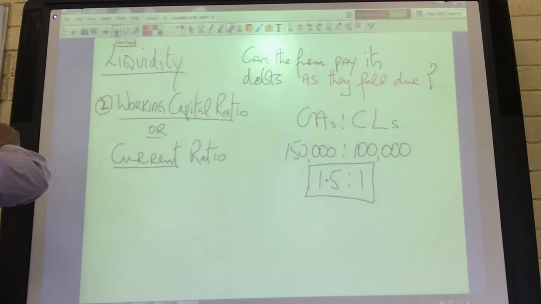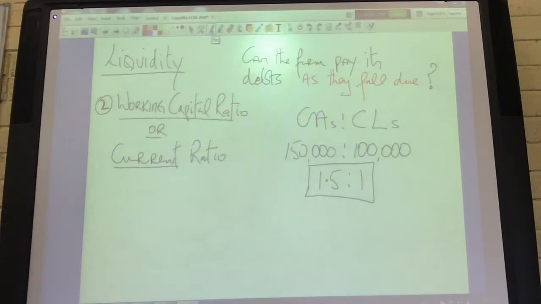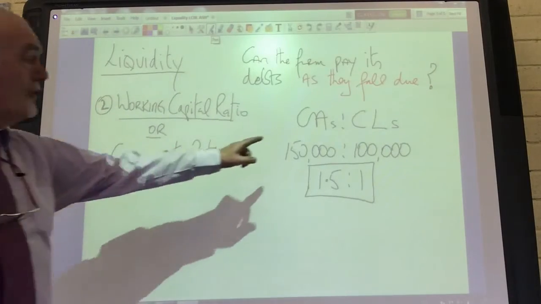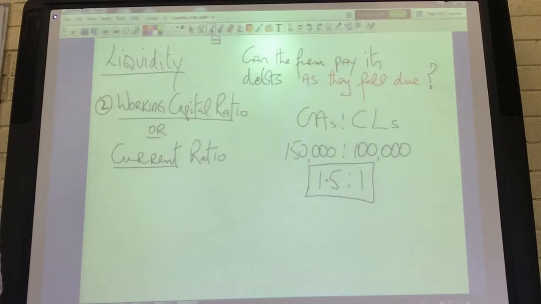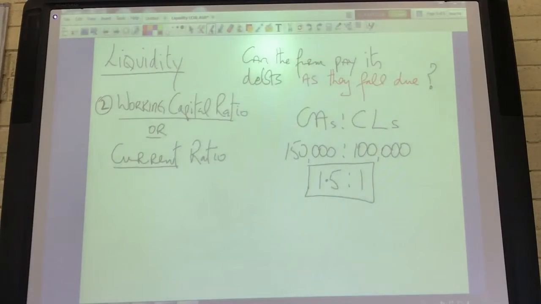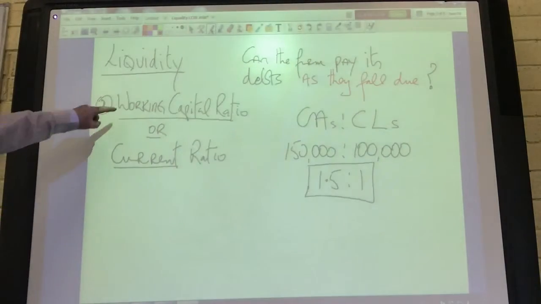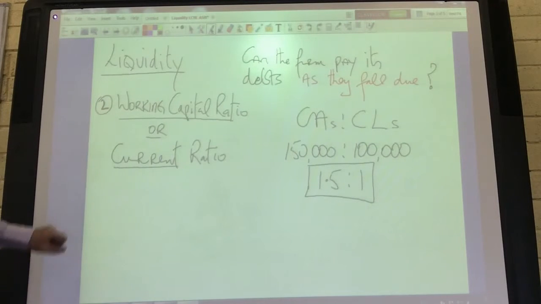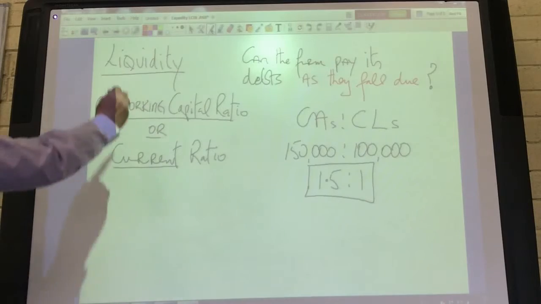So we change our question to the more practical question of can the firm pay its debts as they fall due? And of course the debts that fall due are your current liabilities. And you don't want to use your fixed assets to pay them, so the assets you look at are your current assets. So we look at the ratio of current assets to current liabilities, and that's called working capital ratio or the current ratio.